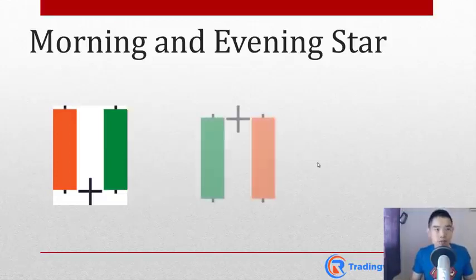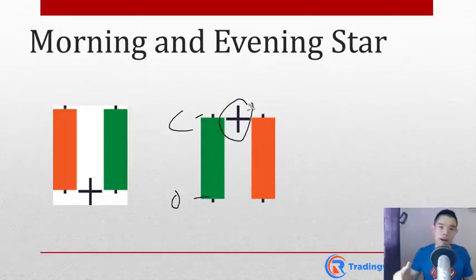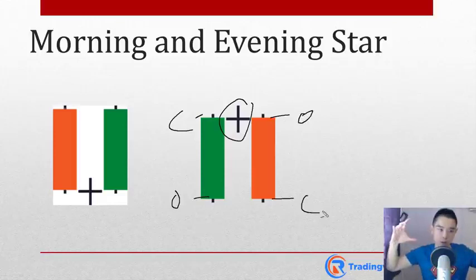Okay, and evening star is just the opposite. You can see over here, buyers were in control. They opened near the lows and closed near the highs. Then you have this indecision in the markets where buyers and sellers are in equilibrium. Then finally, sellers took charge. They opened at the highs and closed near the lows, right? And this is why we call this an evening star. It's a bearish reversal pattern, signaling that the market could head lower from here.